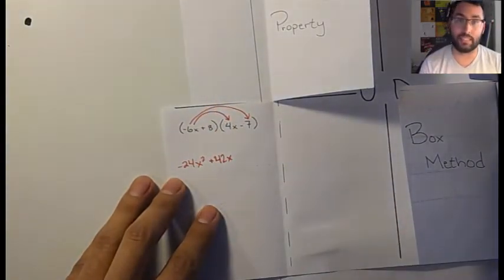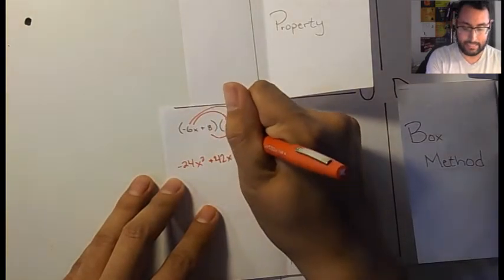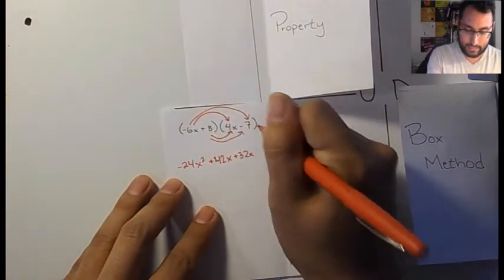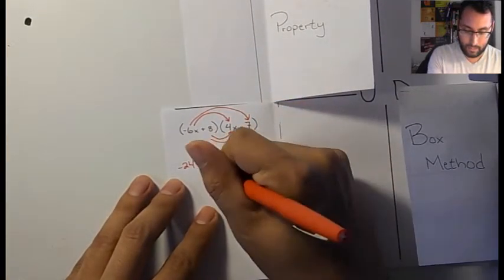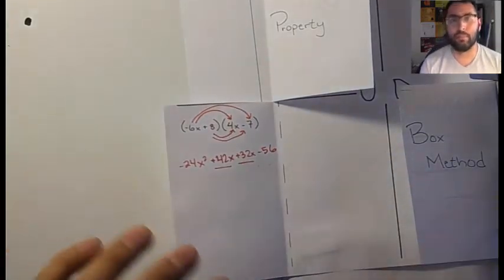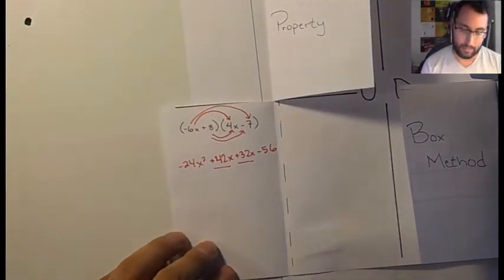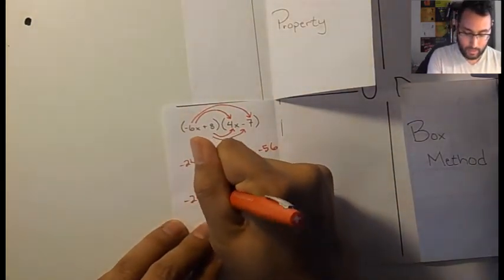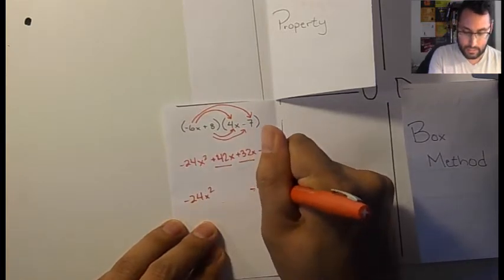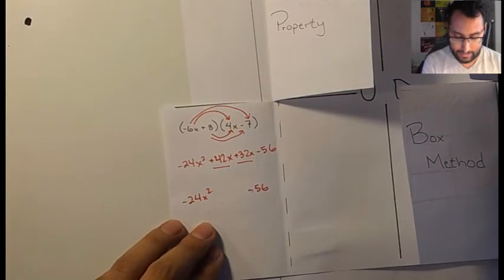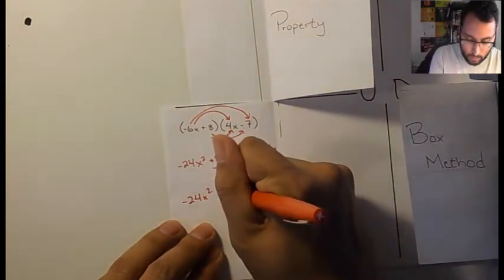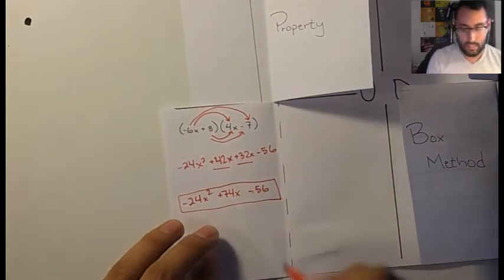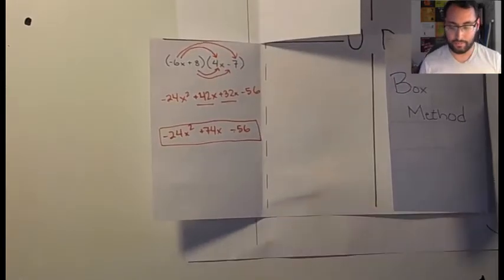So we've distributed with the negative 6x. Now we have to distribute with the 8. 8 times 4x is positive 32x, and 8 times a negative 7 is a negative 56. We got some like terms. Notice in both these examples, the like terms were in the two middle terms. It's always going to be that way. So let's rewrite negative 24x squared. I'll write the last term negative 56. But 42 plus 32 is positive 74x. All right, and that's pretty much it. So that's our final answer.